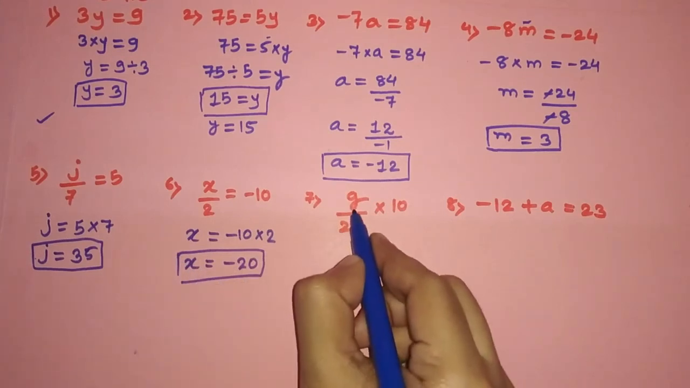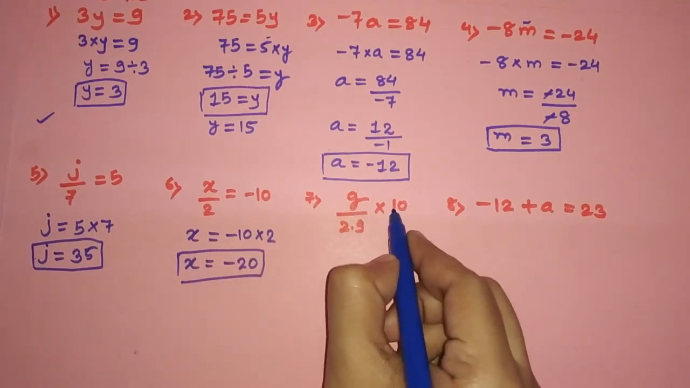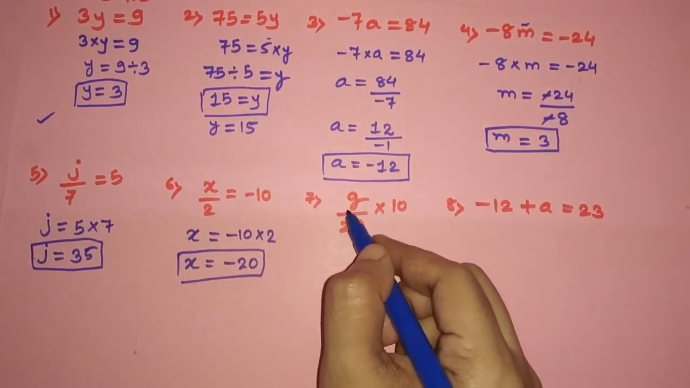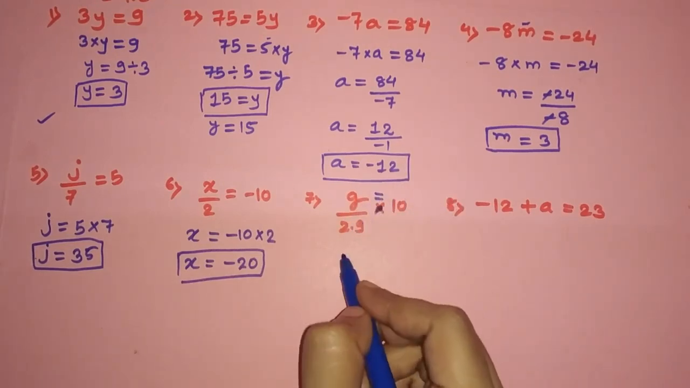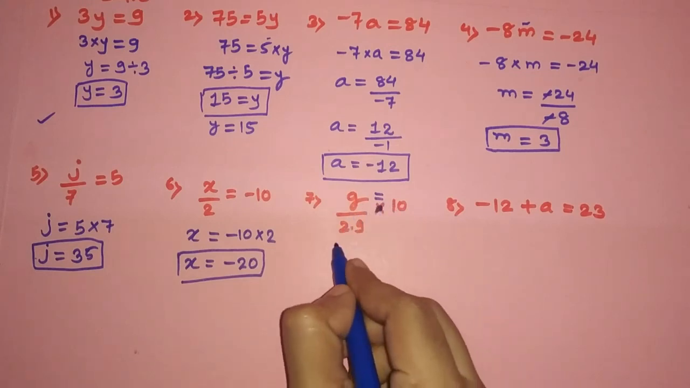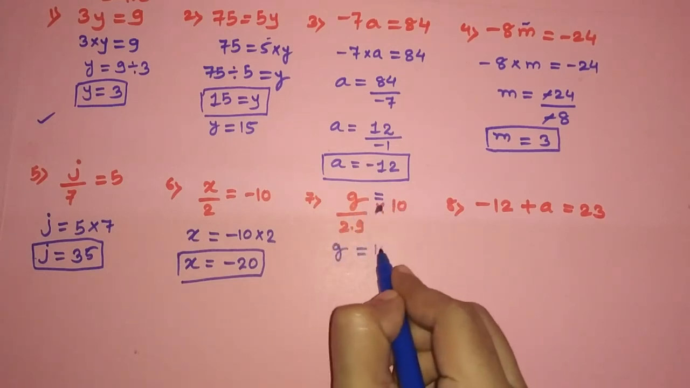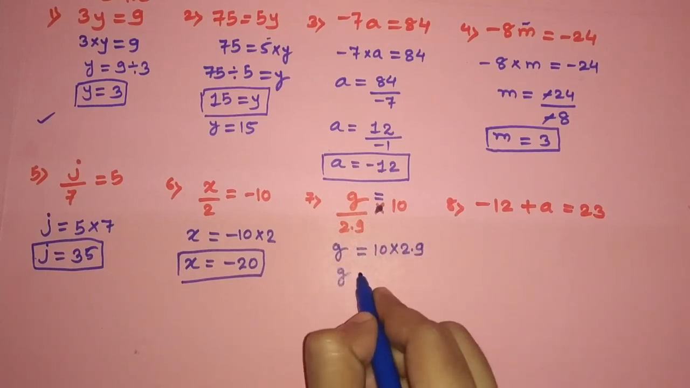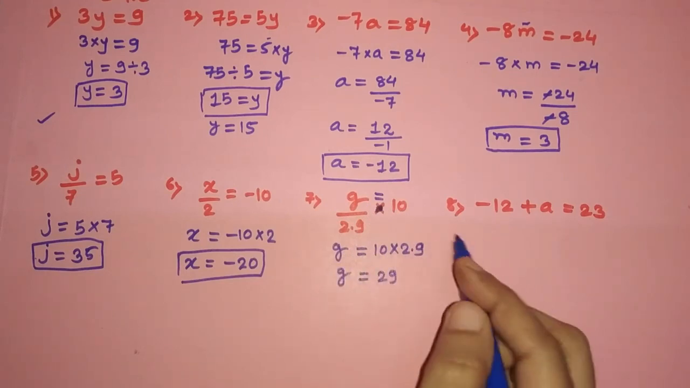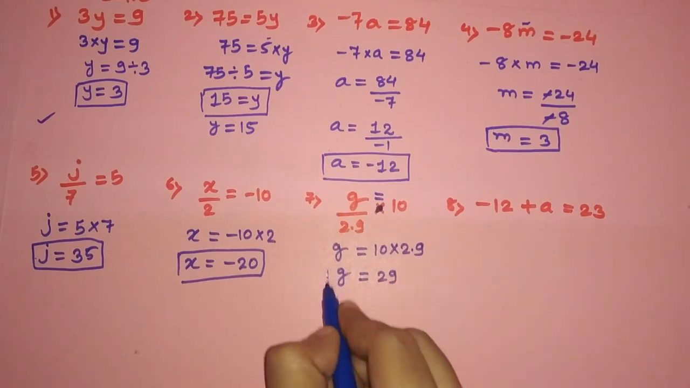Now here you need to find g by 2.9 is equal to 10. So you need to find the value of g, which is equal to 10 multiplied by 2.9. So you will get, friends, g is equal to 29. In multiplication.